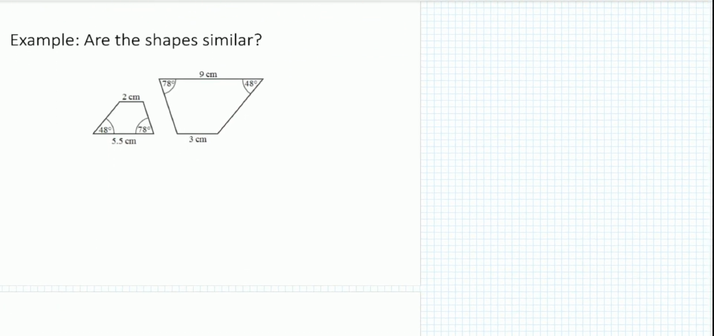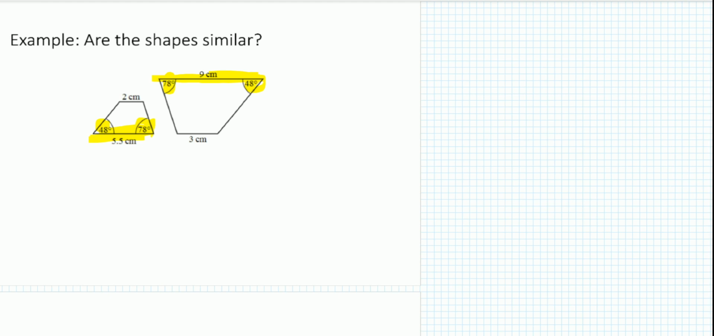Are these shapes similar? We see one of the shapes sort of like rotated a little bit, but that's okay. We can go ahead and match the sides. Okay, so 5.5 is going to be matched to this one because that's where I started, at the 78, go to 48, 78, go to 48. Okay, so what that means is that I'm going to compare those two, right?